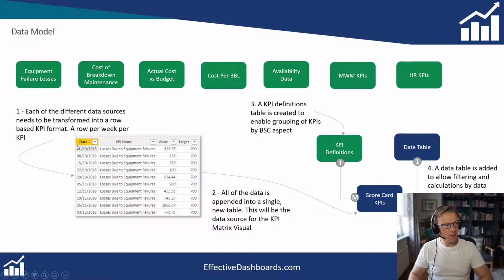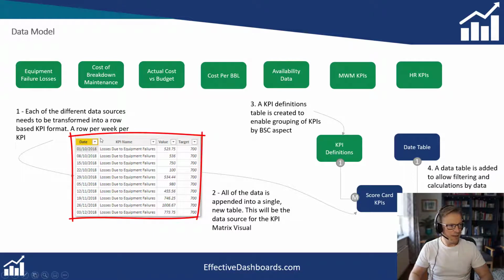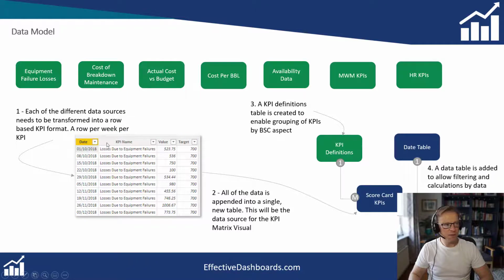So to be able to shape the data into a format that the KPI matrix needs, we need to get all the data looking like this, which is a date, the name of the KPI, so this is what we call row-based KPI data, and that name will be dependent on the KPI. I've only got one here, but if it's critical backlog, it'll say critical backlog here, for example. The value on that particular day and the target on that particular day. So we need to get the data in one table looking like this.